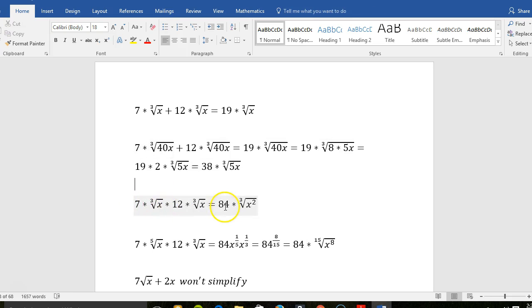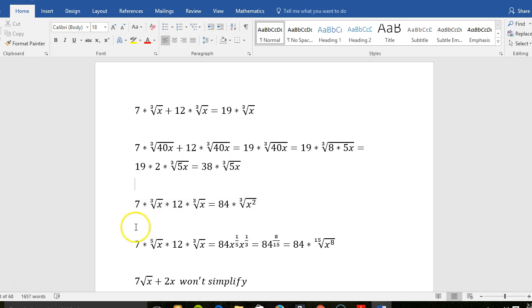7 times 12 is 84. Now the cube root of x times the cube root of x, that would be the cube root of x quantity squared, but remember from the laws, that's just the cube root of x squared. You can bring the cube root of x times the cube root of x, that's the cube root of x times x, which is the cube root of x squared. Okay, so there's that.